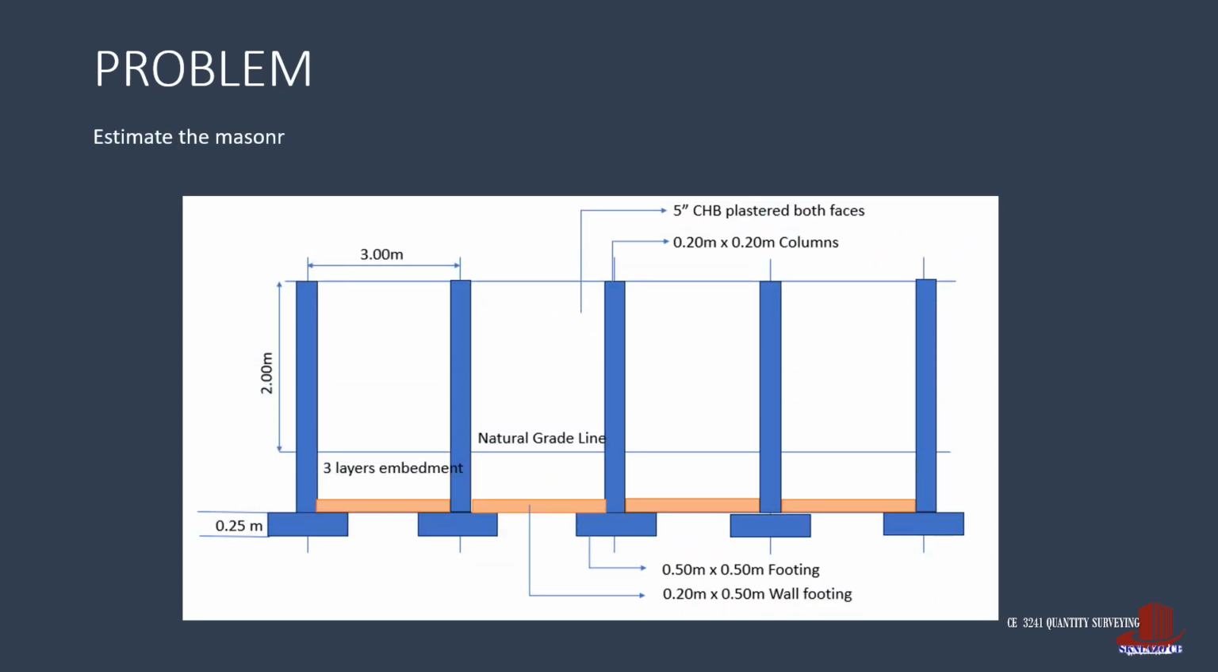This is the video continuation of estimating a fence. This time is checking quantities for masonry works. The project is a small fence of 4 bays in 3-meter spans. Use 5 inches CHB and the fence is plastered on both faces.